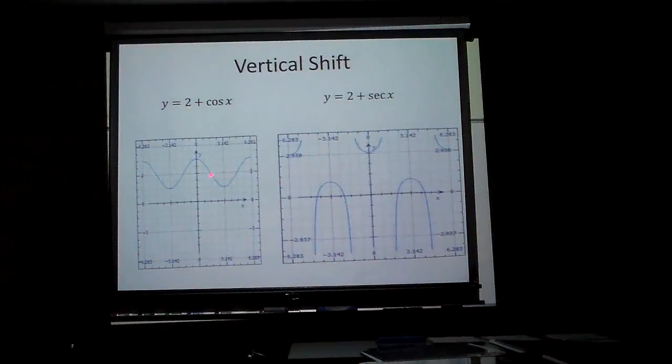And the asymptote would be right on that line right there I talked about, which is at pi over 2. Pi over 2 would be right here, 3 pi over 2 right there. The asymptotes were at the same place. It's just the whole graph just moved up 2.